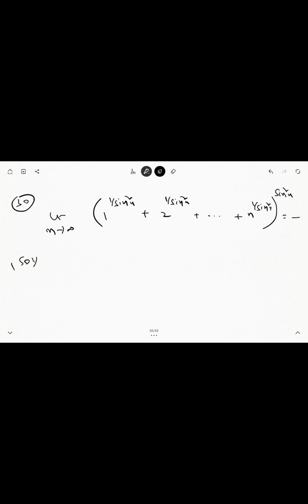Limit n tends to infinity, 1 power 1 by sin square x plus 2 power 1 by sin square x plus so on up to n power 1 by sin square x, whole power sin square x. Similar model we have done. So what is common here? Take out n power 1 by sin square x. You will be getting only n because sin square and sin square get cancelled. If you take out the common, I am getting like this: 1 by n power cosecant square x, 2 by n power cosecant square x, plus so on up to 1 power sin square x.